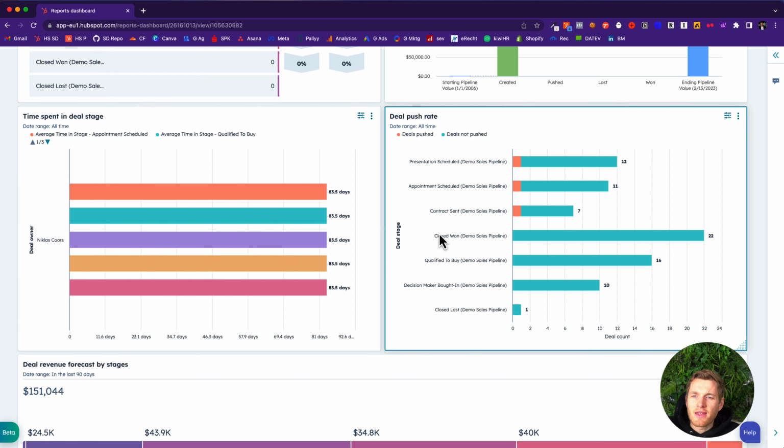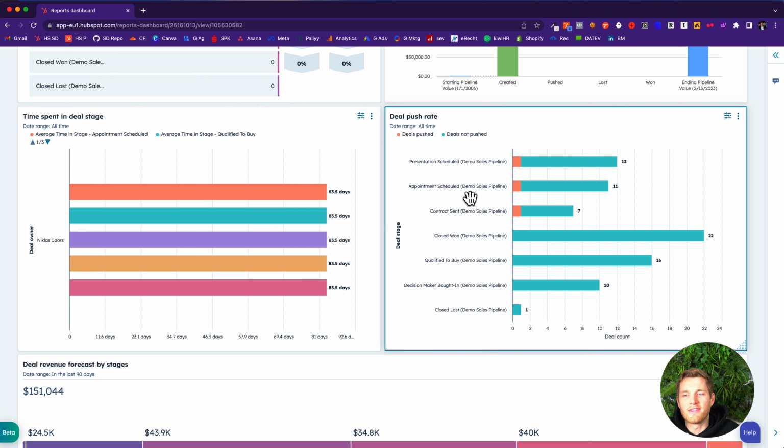And in a very similar vein, you have the deal push rate. So what you can see here is per deal stage, how many deals actually get pushed, meaning their close date gets pushed out, and how many don't. And what's important about this is it gives you a very good indication of forecast reliability. So if you know that you have a very high push rate, you know that the forecast probably doesn't materialize in the way that you're planning on, because you know that a lot of the deals historically got pushed out. So most likely, your forecast isn't super reliable. So that's the one angle.